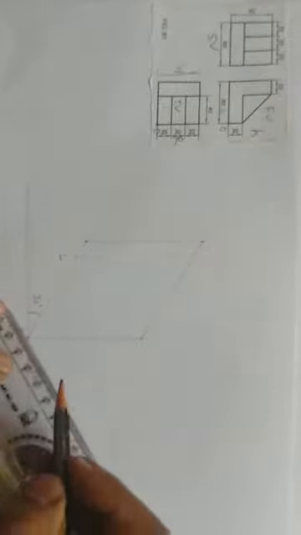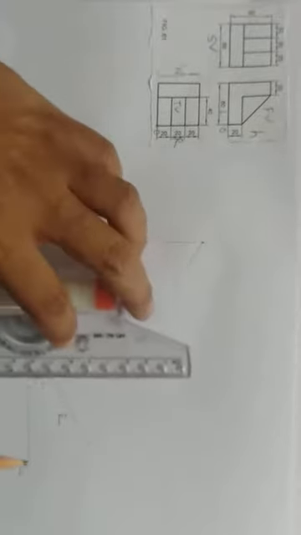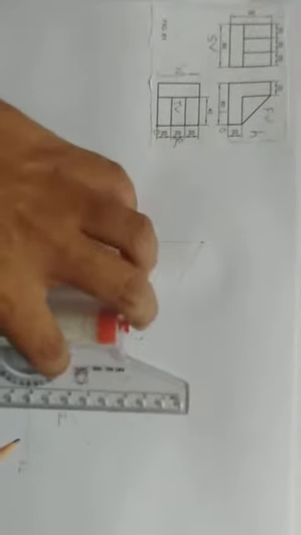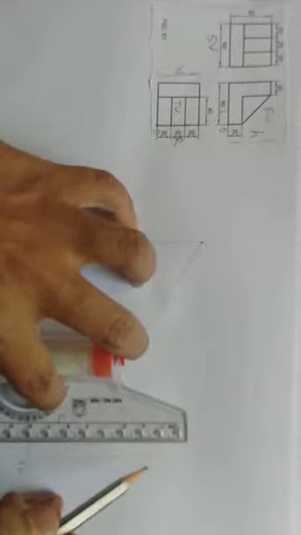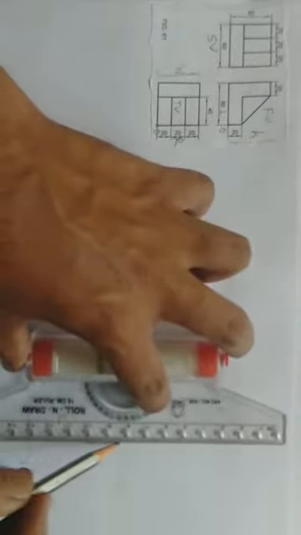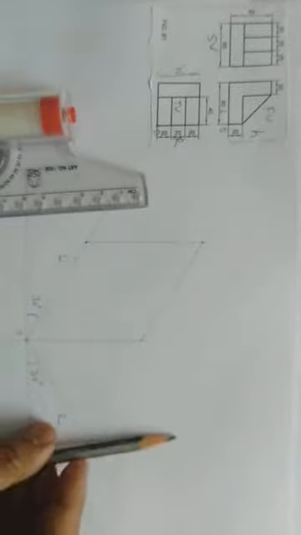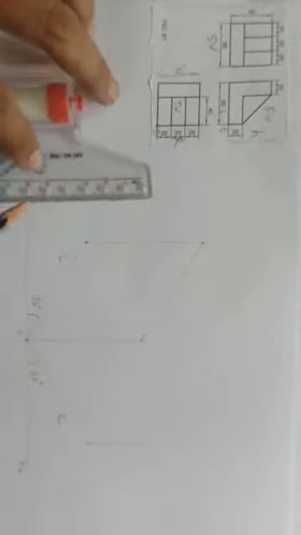Similarly, towards the left side, I will just draw a line and take a point at a distance of 60 mm like this. From this point, at a distance of 60 mm, I have located one more point. From this point, I will draw one more vertical line. Remember that all these vertical lines should be parallel, and they should be perpendicular to the ground line.